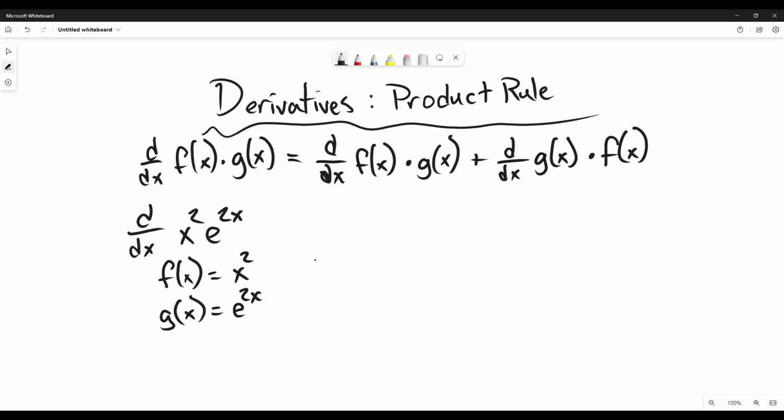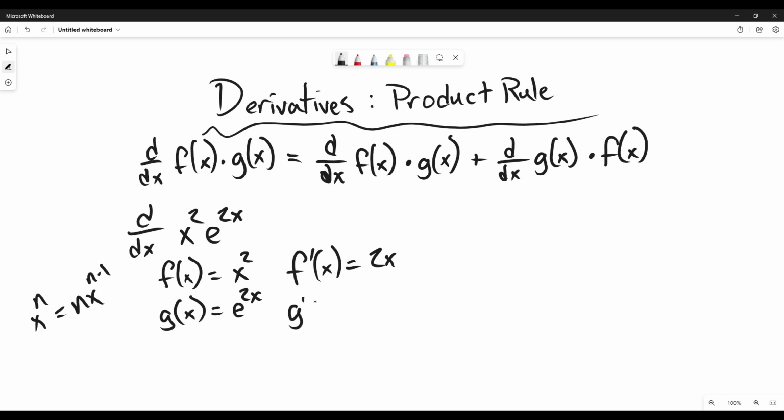Now, just to make formatting this problem easier, we're going to find the derivative of both of these functions first. That way we can just put them into the equation. So f prime of x is equal to the derivative of x squared. Now remember, the power rule states that x to the n power becomes n x to the n minus 1. So x squared would become 2x.